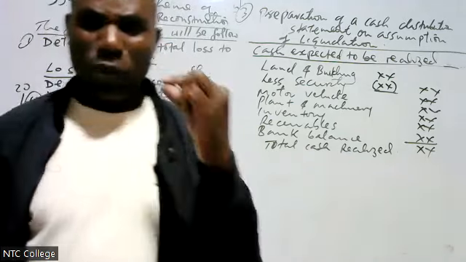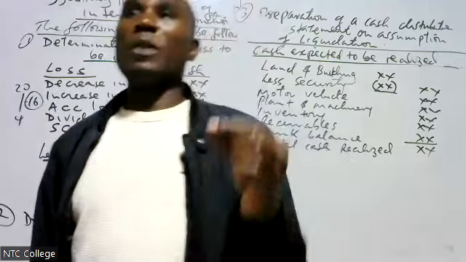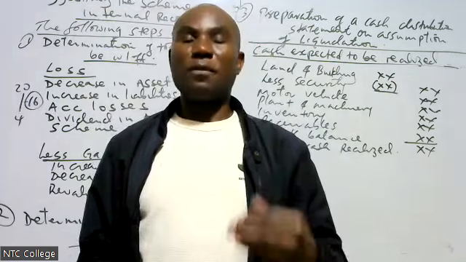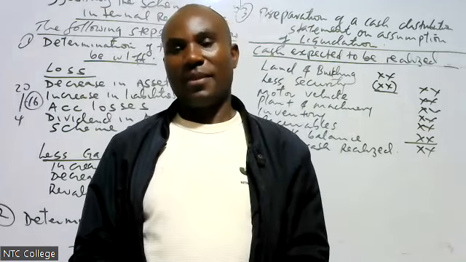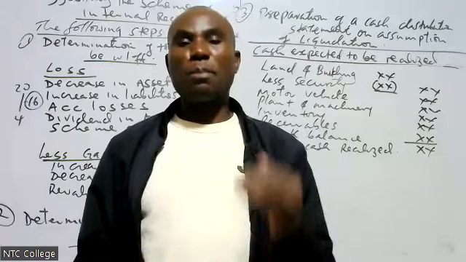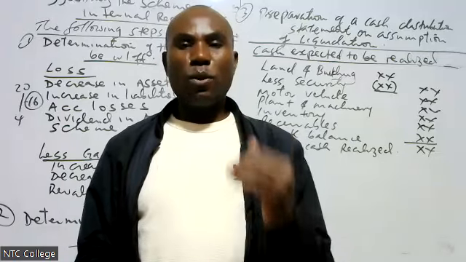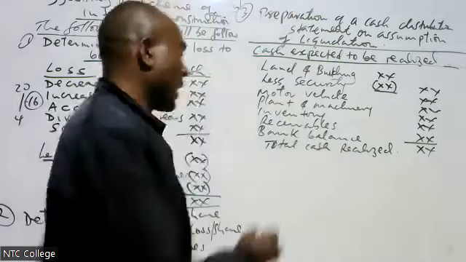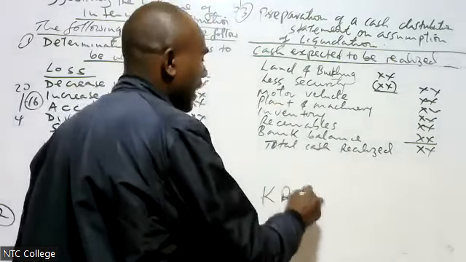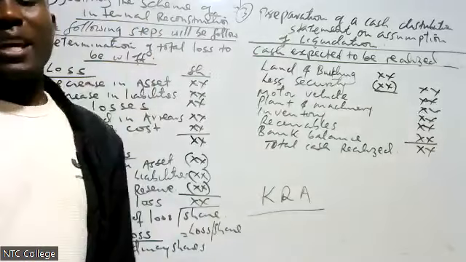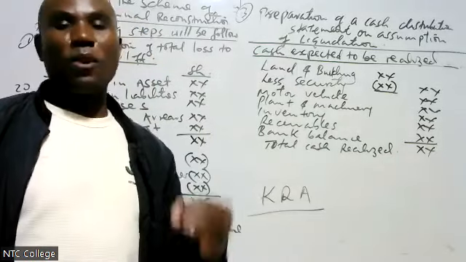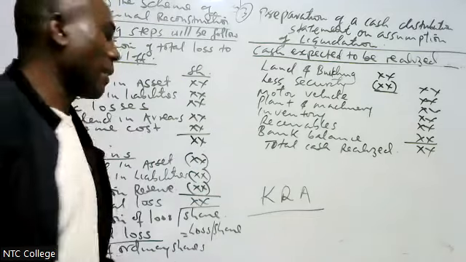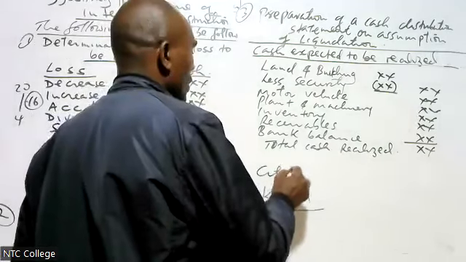Now, if you are distributing this money, listen very carefully. You start with the most preferential creditors, like KRA. KRA is the most preferential creditor. If you have not been paying tax, you have not been submitting tax, you cannot close the company unless you pay the taxes. Like the city council.